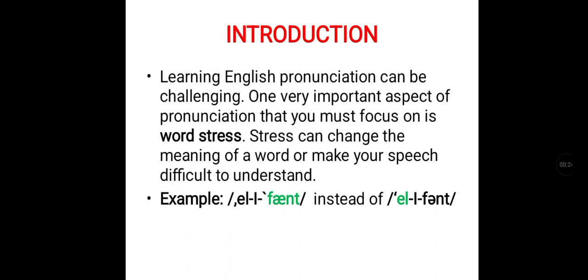What is word stress? Let's look at our introduction. Learning English pronunciation can be challenging. One very important aspect of pronunciation that you must focus on is word stress. Stress can change the meaning of a word or make your speech difficult to understand. Take, for example, the word elephant. If you pronounce this word as elephant instead of elephant, you see, that makes it completely a different word.